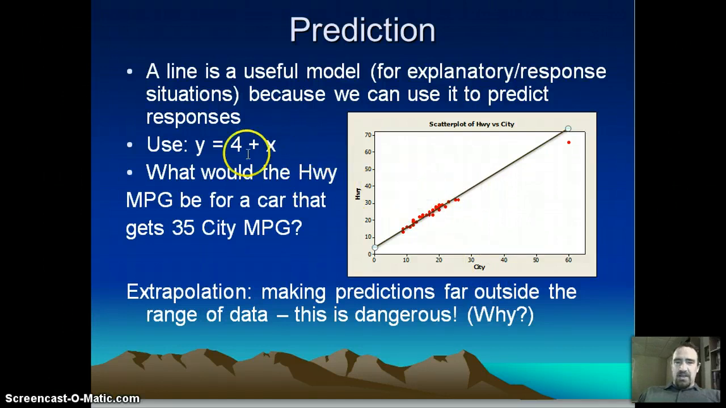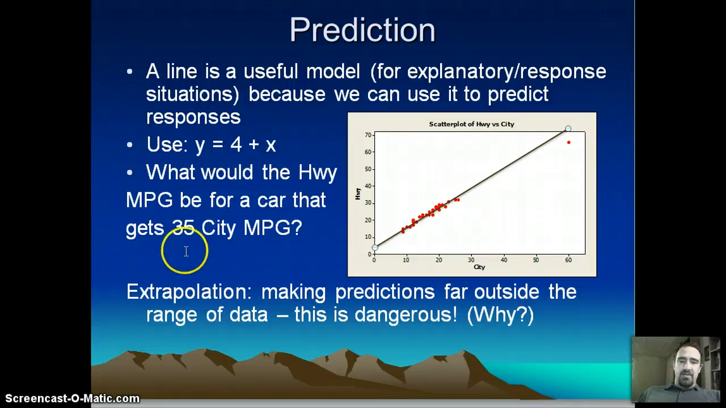But a better way is to actually use the equation itself to make the prediction. What we're saying, if city miles per gallon is 35, we're saying the x value is 35. And we can figure out what y is just by plugging in 35 for x. So 4 plus 35 equals 39. And so we would predict a car that gets 35 city miles per gallon to get 39 highway miles per gallon. And that's called prediction. You do it the same way. Whatever your regression equation is, if you want to make a prediction for an explanatory value, you just plug it in for x, and it'll spit out the y value as your prediction.